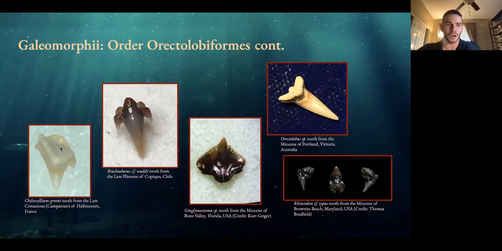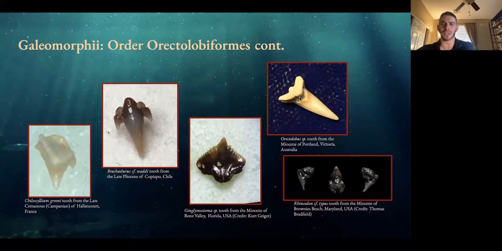These are tiny teeth. These aren't more than a couple millimeters in length. Brachaelurus waddi. So this is a blind shark tooth from the late Pliocene of Chile. This is your typical nurse shark tooth, Ginglymostoma, from the Miocene of Bone Valley, Florida. These are quite hard to find in Florida, although they are found elsewhere throughout the world. We have Orectolobus. This is a wobbegong shark tooth from the Miocene of Australia. And these are quite hard. You don't find much of these within the fossil record, at least that's recorded.